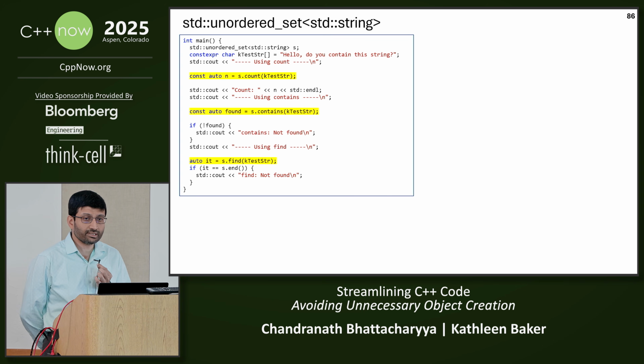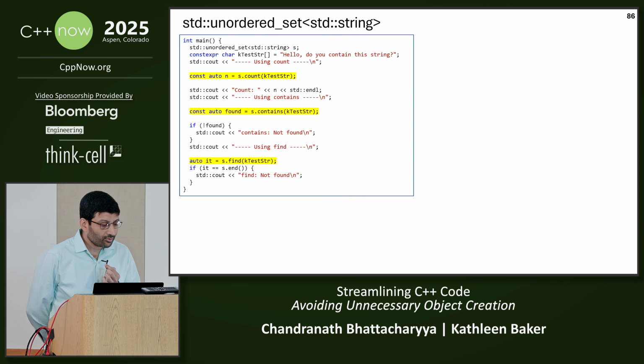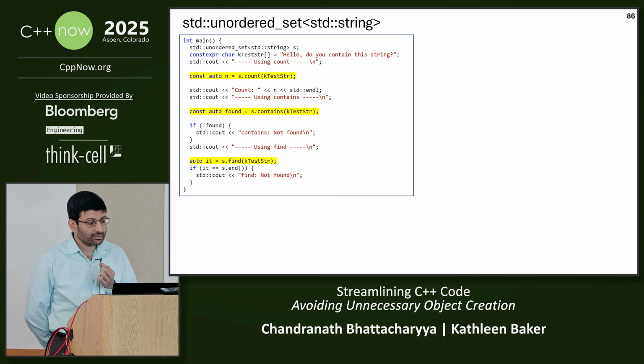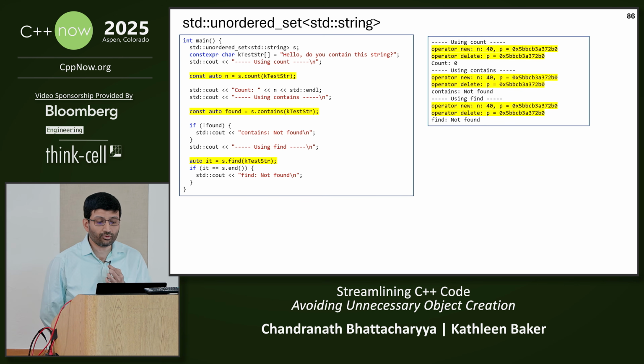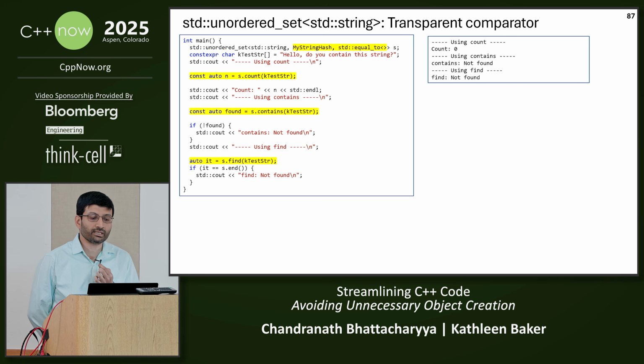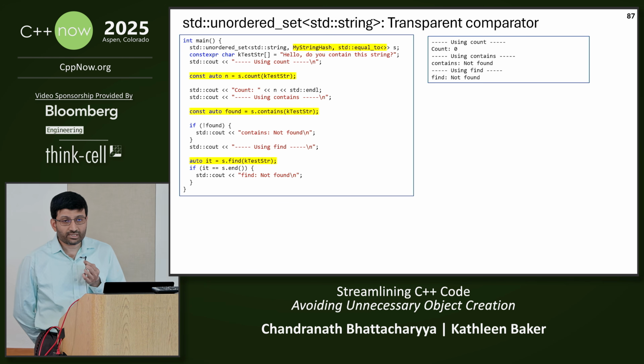We're just creating an unordered set of strings, and then calling count, contains, and find with the character array. And once we do that, the temporary is getting created. Then how do we fix it? Yes, we'll go and use a transparent comparator. And you see the temporaries are gone.